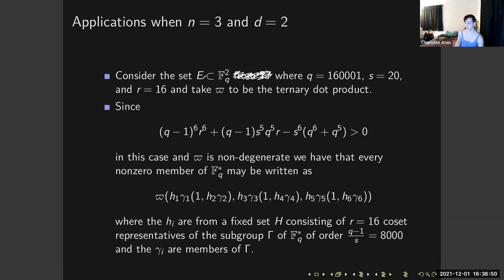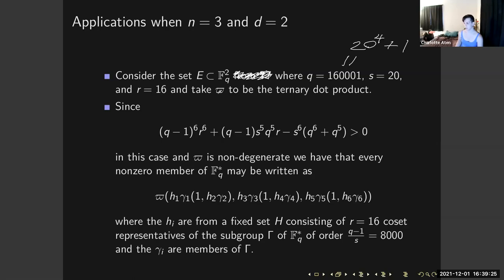So if we take E to be a subset of FQ squared, where Q is the prime 160,001, which by the way, this is the reason I chose this. This is 20 to the fourth power plus one. If we take S to be 20, R to be 16. So in other words, we're going to take E to be the union of 16 cosets of the subgroup of FQ star of order 8,000.